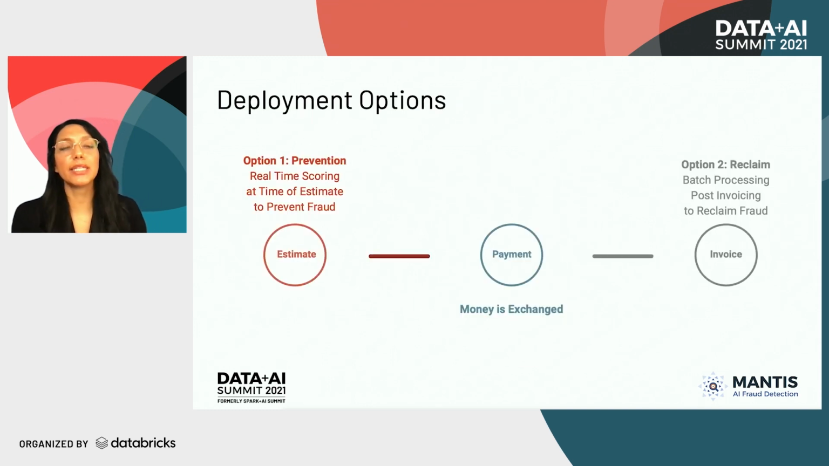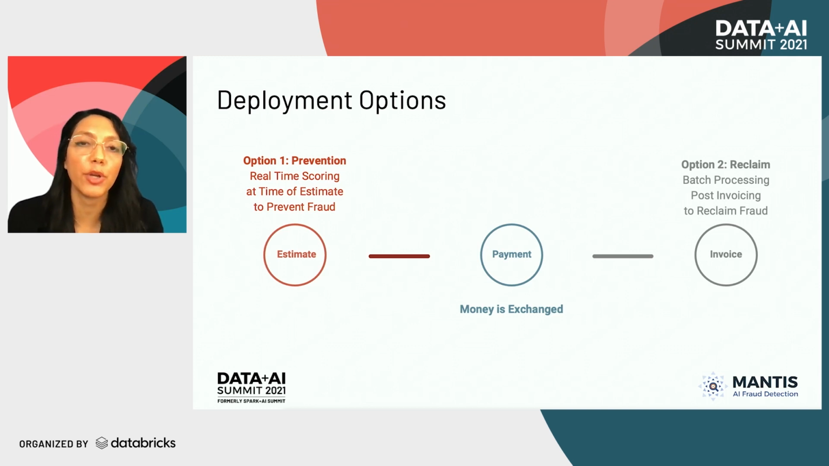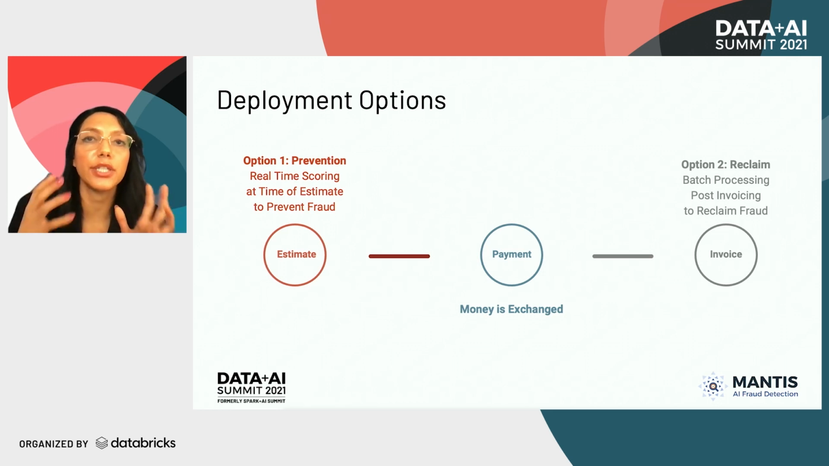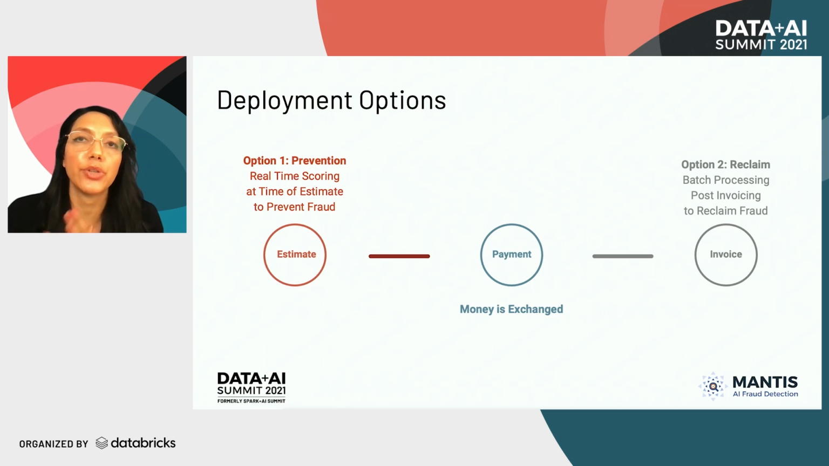And coming to that, that is how we can look at the enterprise deployment or consumption options, right? So the first option is, of course, to implement this automated AI audit at the time of estimate. In this way, you can connect it via an API to do the real-time scoring and get that insight at the time of estimate, so that you have not actually gone to the payment, money has not been exchanged. You can actually prevent that reoccurring revenue leakage.